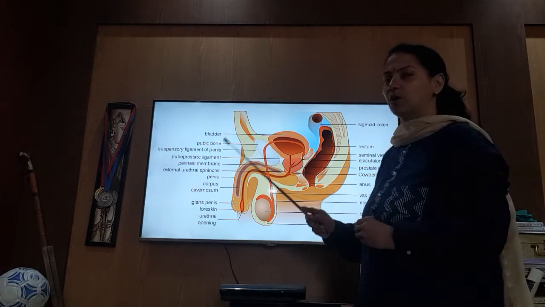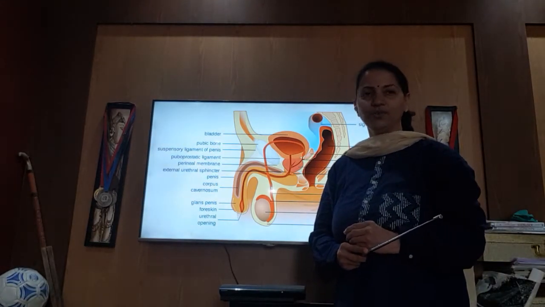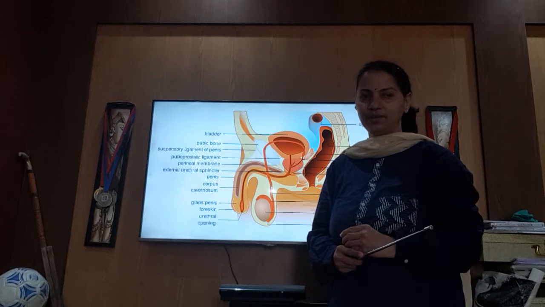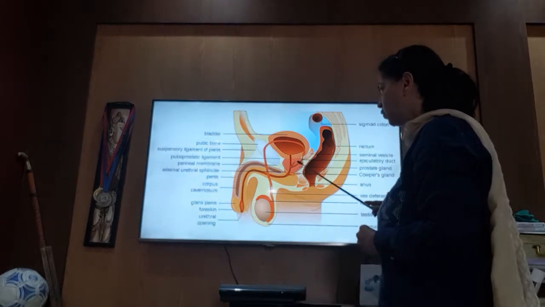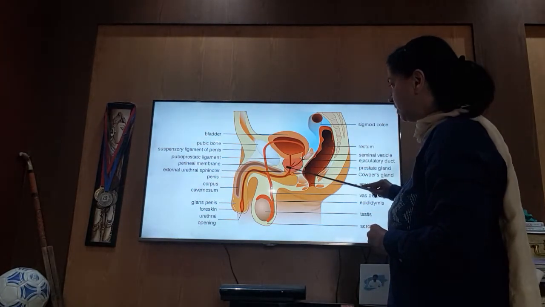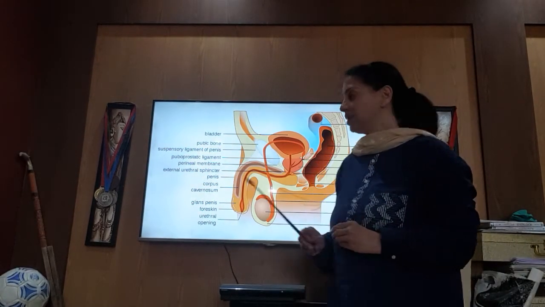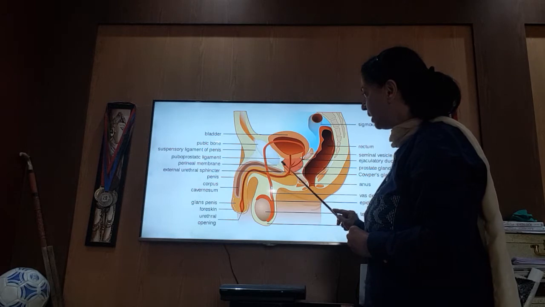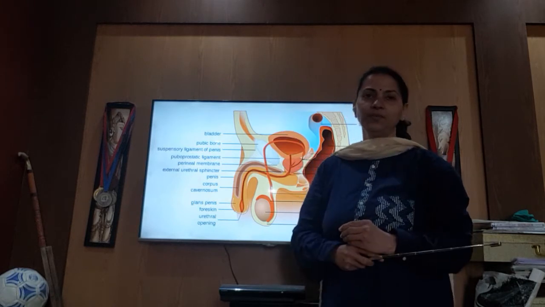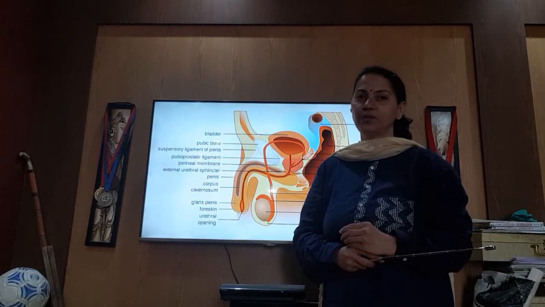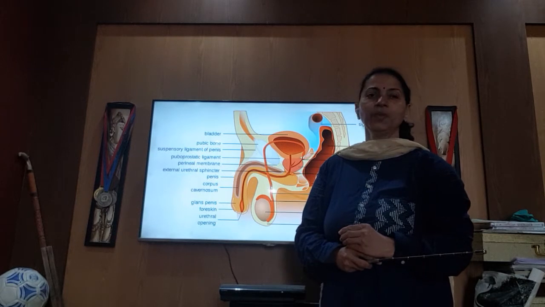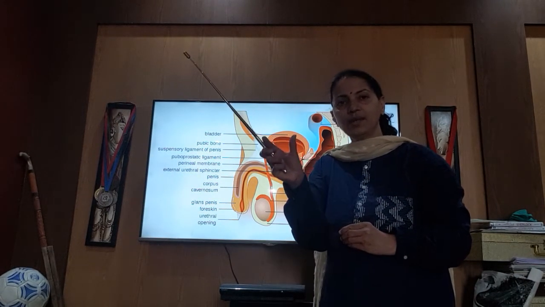So now we will talk about the dimensions. Dimensions 2, 3 and 4. Just remember these things: 2, 3, 4. So it is 2 centimeter thick. We are seeing from the side, right? 2 centimeter thick, 3 centimeter long, but it is broad. How much? It is broad by 4 centimeter. So it's 2 centimeter antero-posteriorly thick, 3 centimeters vertically long, and 4 centimeter transversely broad.